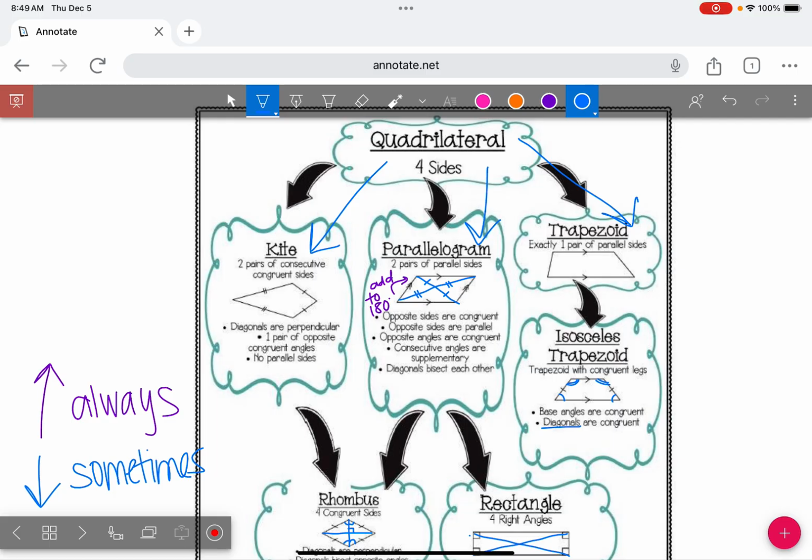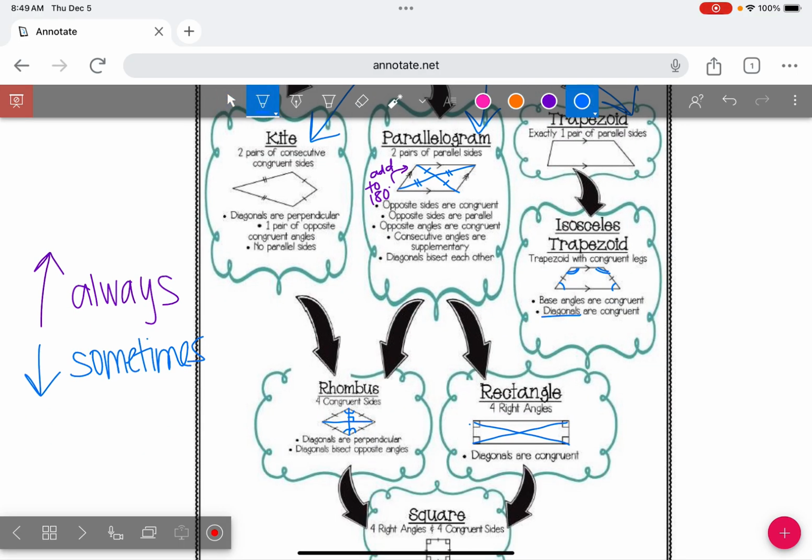A parallelogram can be a rhombus and a rectangle. So a parallelogram is sometimes a rectangle, sometimes it's a rhombus, sometimes it's a square. Sometimes it's just a parallelogram.